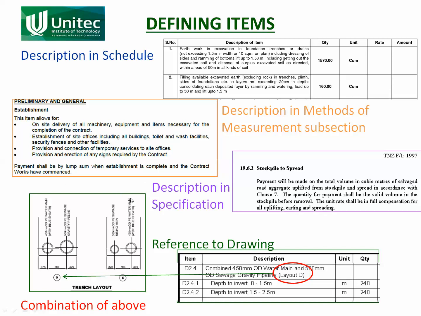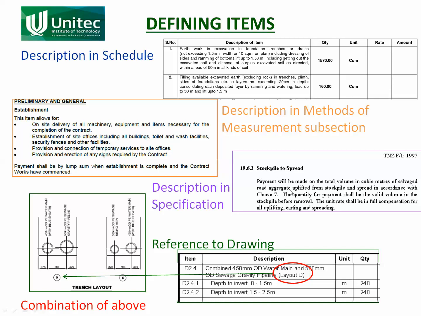Now another way of defining items is to put a description in the specification. The New Zealand Transport Agency does that with their specifications. They'll have a specification describing how to lay a road, and then the last section of their specification will be setting out the basis of payments and the methods of measurement. So you can see in the purple there, this comes out of TNZ F1, which is the New Zealand Transport Agency earthworks specification, and it describes what the payment is.